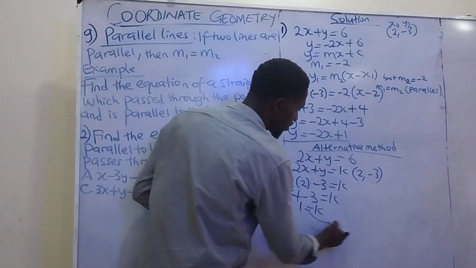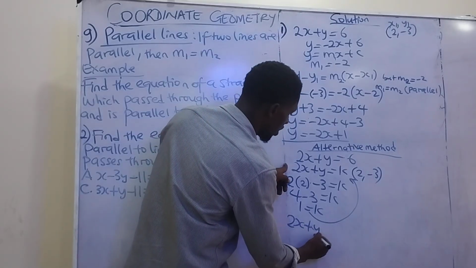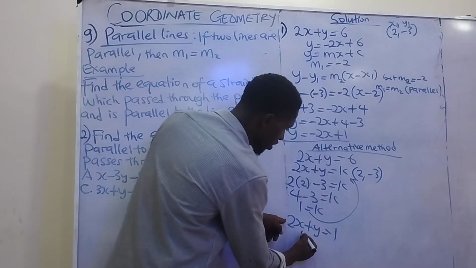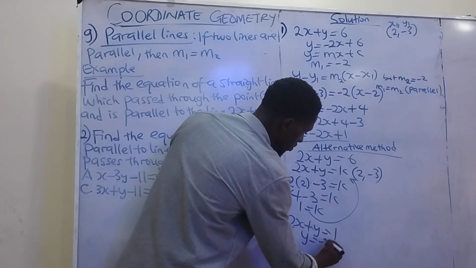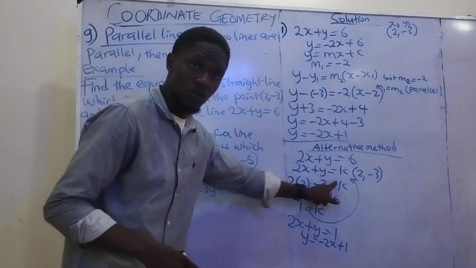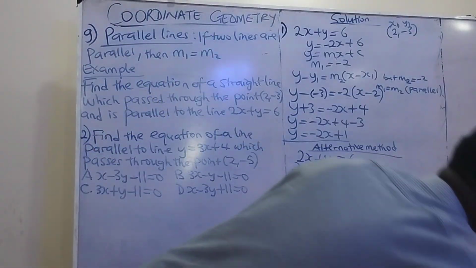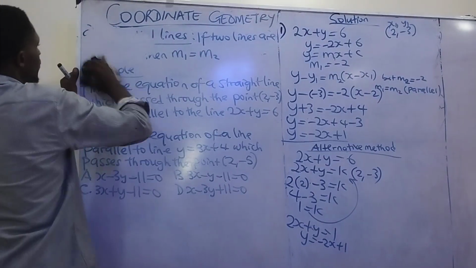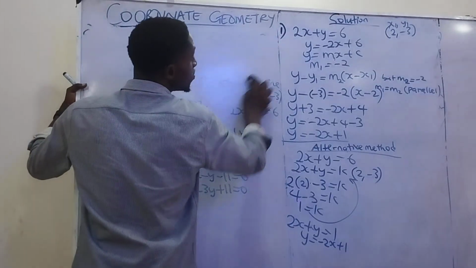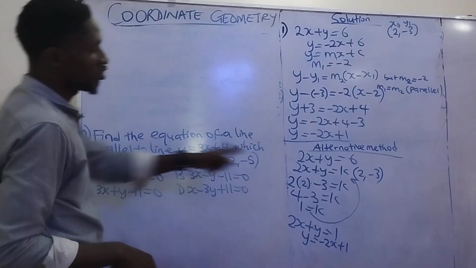So you go back to 2x plus y equal to k, and we got k as 1. It's still the same thing as before. Let's make y the subject: y is equal to minus 2x plus 1. Still the same thing. So we are going to use this second method to solve for this. It's faster and much better. Although it's the first method that is always used, let's use that second method to illustrate what I just said.